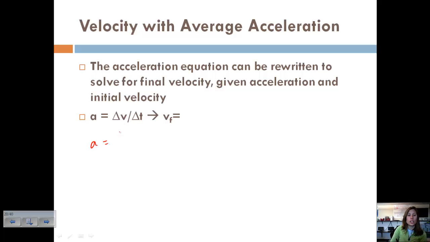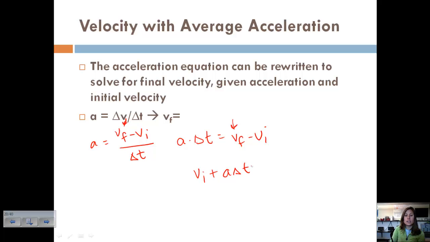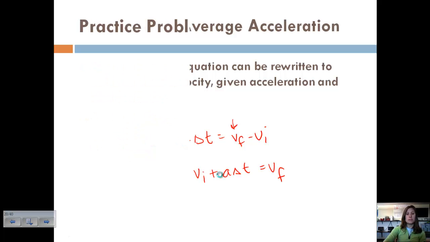So we know that acceleration is change in velocity, which is v final minus v initial, over change in time. If we want to solve this equation for v final instead of acceleration, then we need to get v final on its own. Well, the way to do that first is to get rid of anything in our denominator. Since it's being divided, I would multiply, so a delta t equals v final minus v initial. And then to get v final on its own, because v initial is being subtracted, I would add. So I'm going to get v initial plus a delta t equals v final. So that's basically a rearrangement of the acceleration equation. If you want to put it on your note card, you can do that, absolutely.